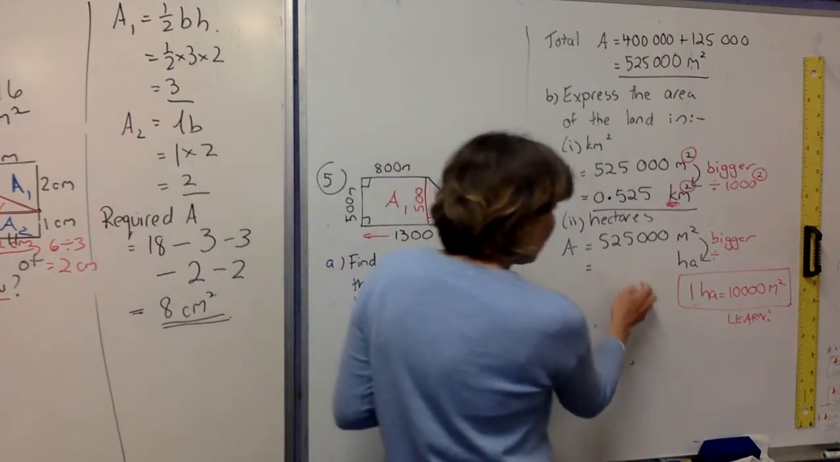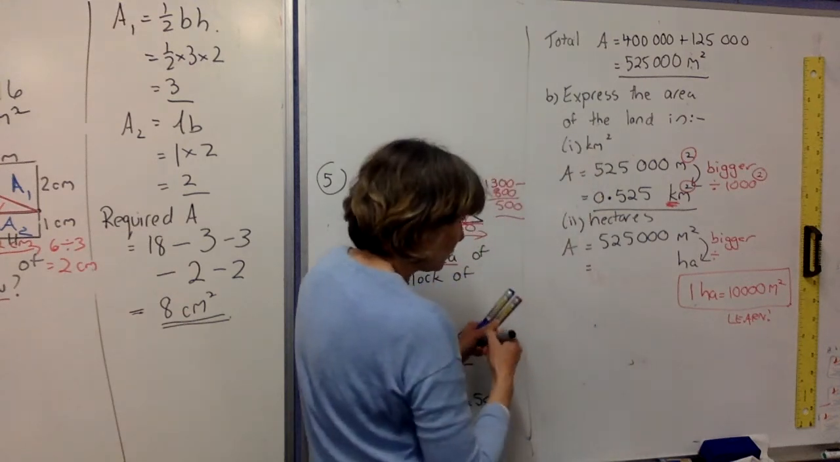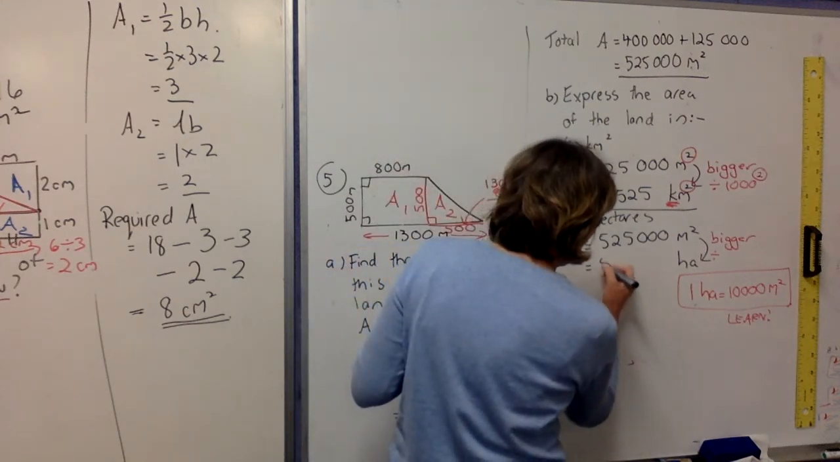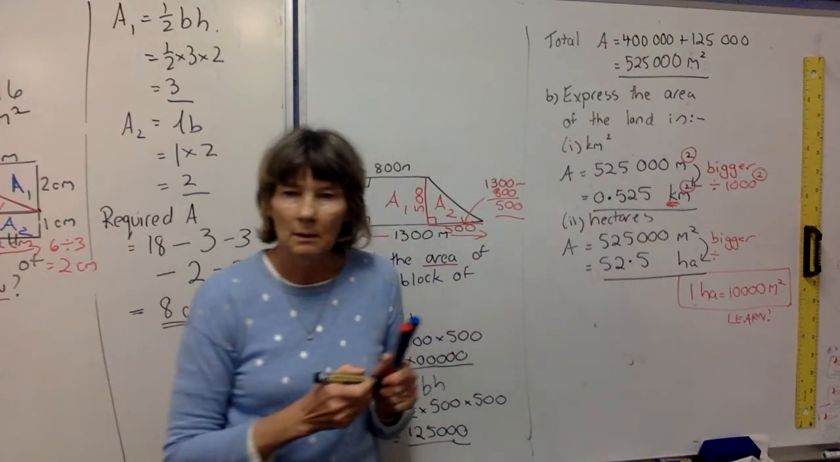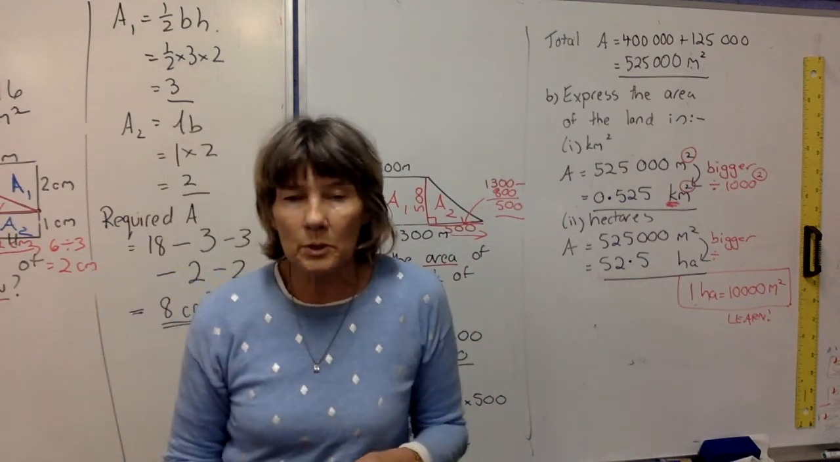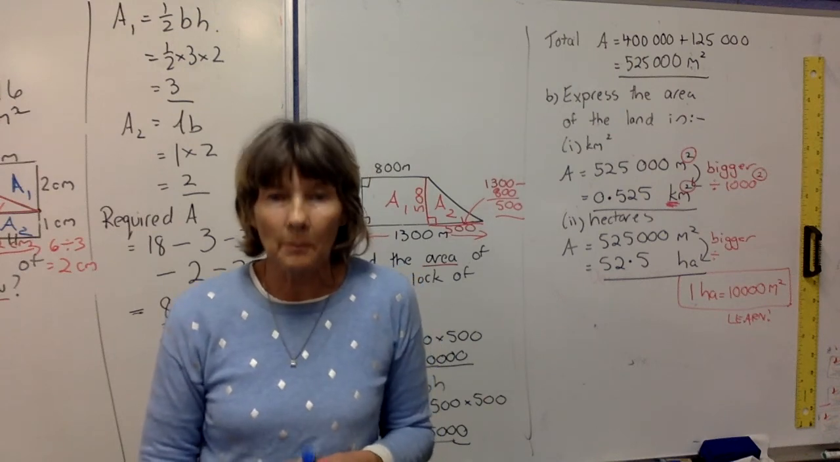So we're going to do this divided by 10,000, and if you do that, you will end up with 52.5 hectares. And that's the end of the examples today, so now you can just do some practice on this work.